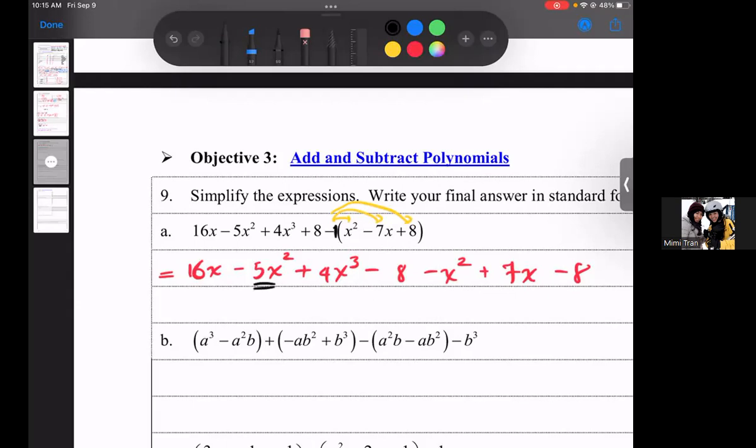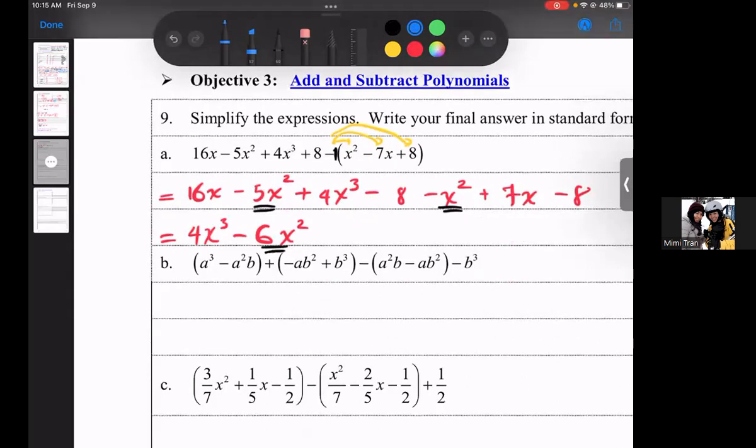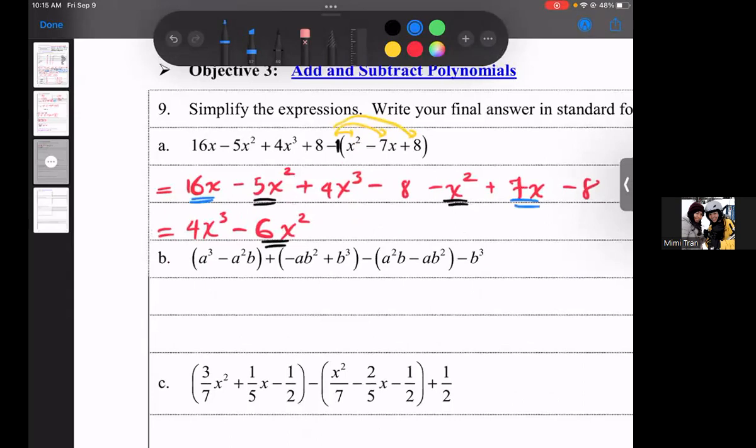I see this one and this one. Oh, first of all, descending order. So what should I write first? 4x cubed. Yeah, the highest power first. And it's kind of long, so just write it down. And then the next one will be x squared minus 6x squared. And then what else? What's next? It's x, right? So this one and this one, 16x and 7x, 23x.